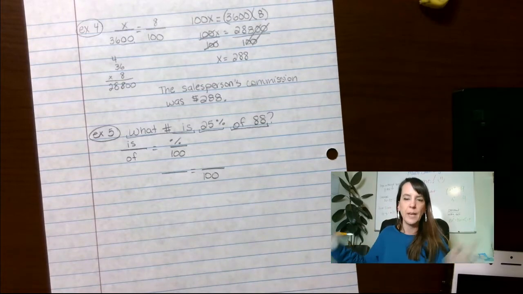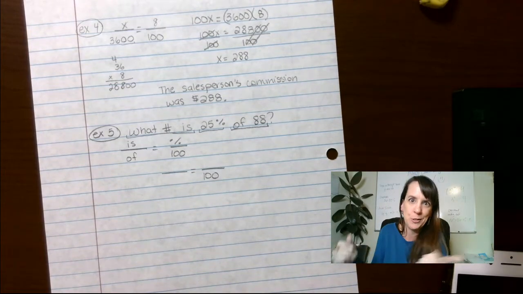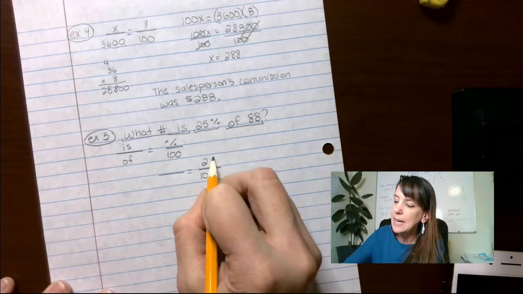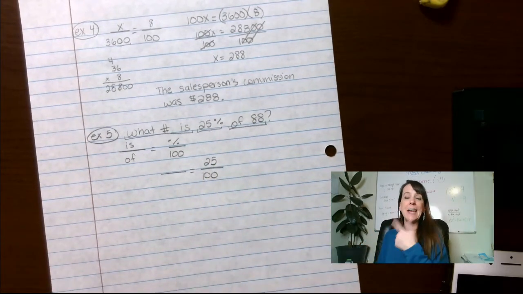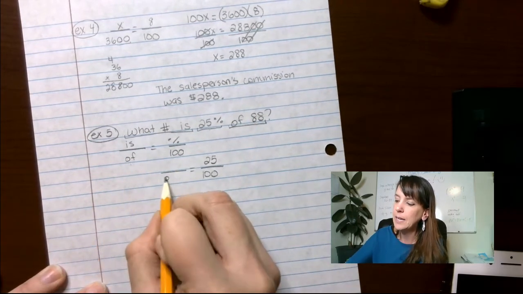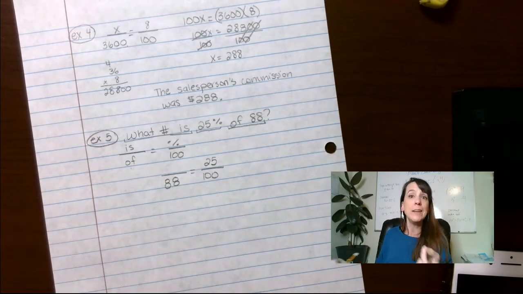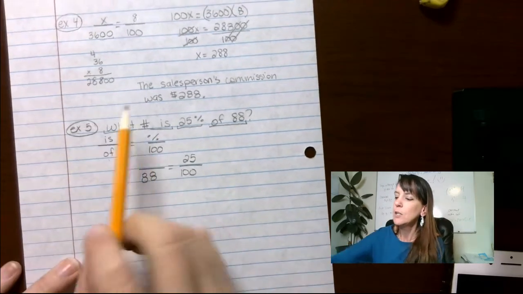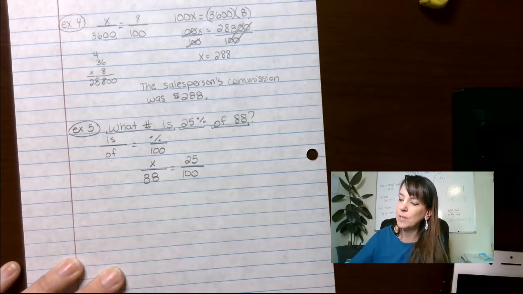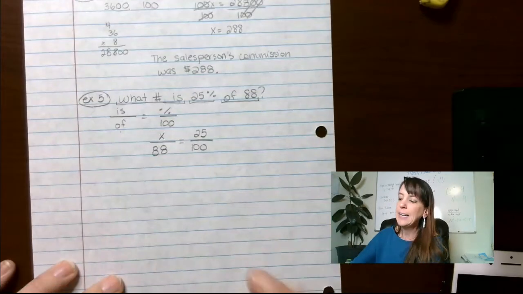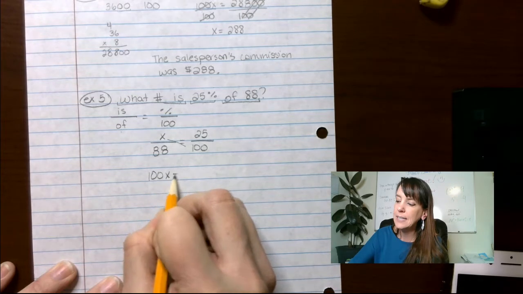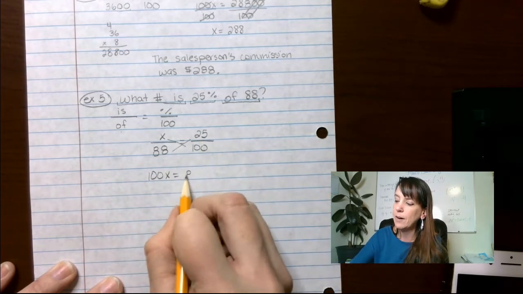There's our setup. Okay, first things first, identify your percent, because that's the easiest one. We look up here and we're like, oh, 25%. Now we have to identify our is and our of. Well, I see of 88. Of goes on the bottom, so 88 here. And remember the word what means x or a variable. So what number is goes on top, so x is going to go on top here. Okay? Again, we're going to cross multiply. This times this gives me 100x equals 88 times 25.